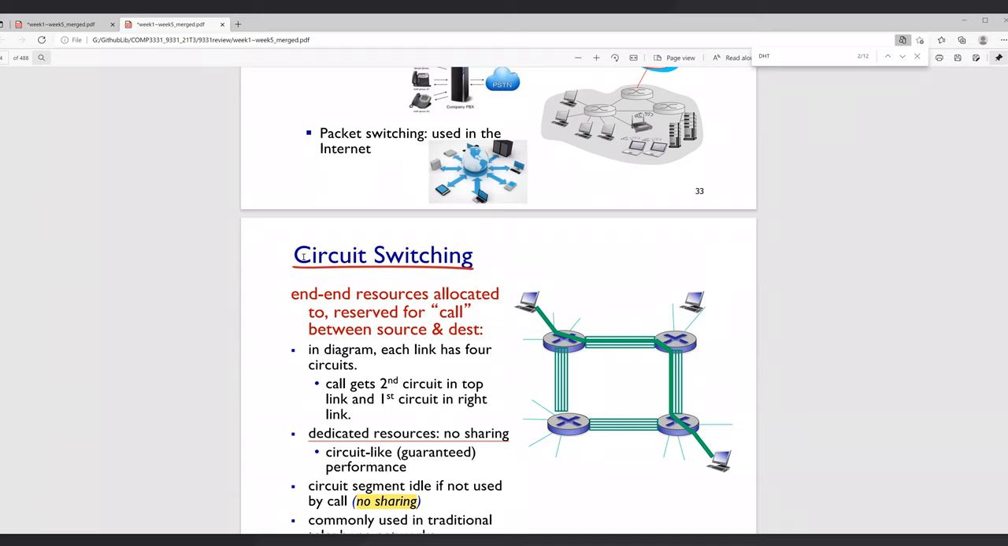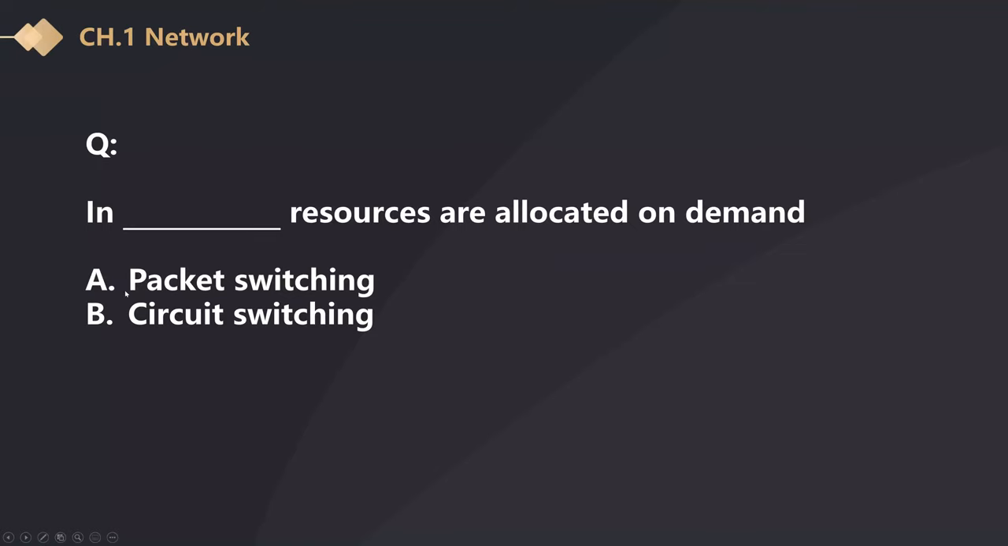So obviously circuit switching is not sharing the resources, right? So it cannot choose any road we want or any bandwidth we want. It's a fixed value. So the answer is this one: packet switching.